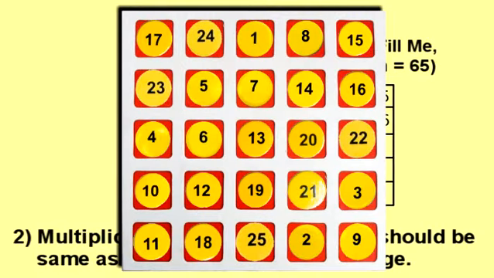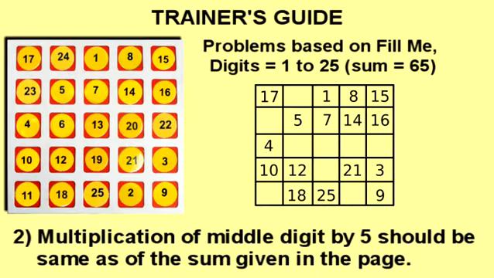Now this is our completed filmy grid, and as the condition says, multiplication of middle digit by 5 for 5 by 5 filmy grid should be same as of the sum given in the page. Here you can see the student has placed the digit 13 over here. So if we multiply 13 by 5, like 5 from here, it will be 65 and the sum is also 65. That means our second condition is satisfied. And till here, the student has filled the filmy grid correctly.